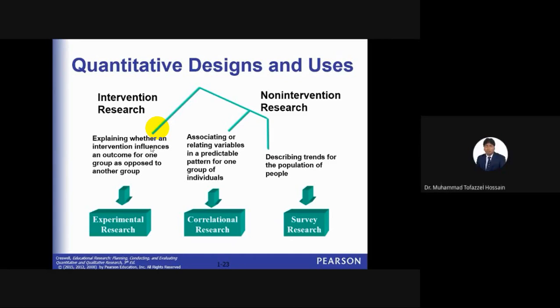Yes, sir. Then describing trends for the population of people: survey research. So usually survey research does what? Trend. What is the trend? For example, nowadays online education is very popular in our country. And why? Maybe because of COVID-19? Is it for saving money? Is it for this or that?